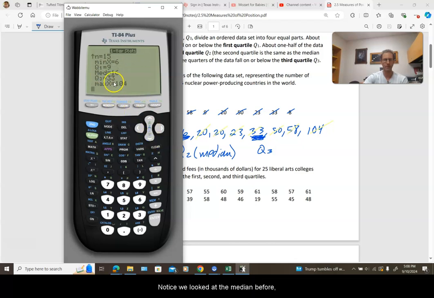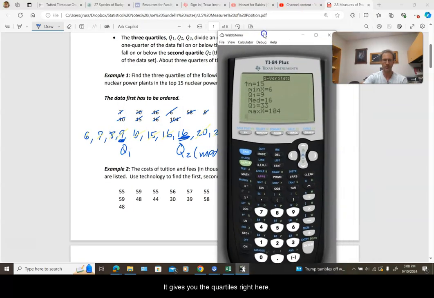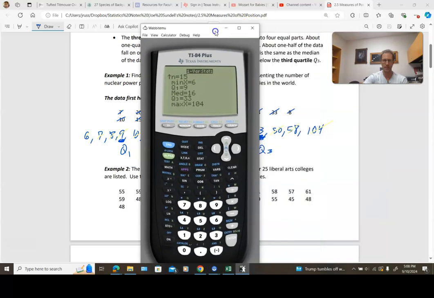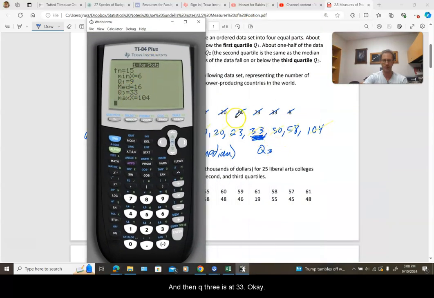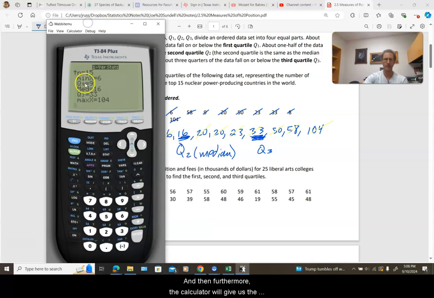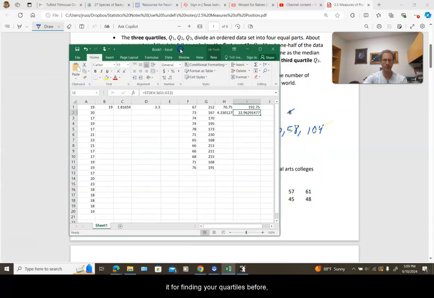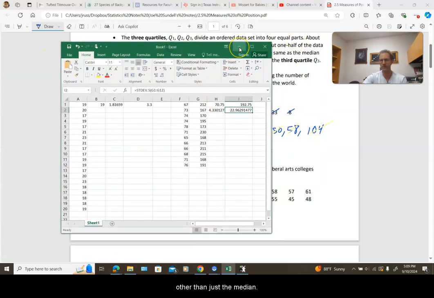And notice, we looked at the median before, but we didn't talk about this Q1 and Q3. So these are the quartiles, guys. It gives you the quartiles right here. So you can see Q1, which is the first quartile, is at 9. The median was at 16. And then Q3 is at 33. And then furthermore, the calculator will give us the minimum and the maximum data value as well. And Excel will do the same, although I haven't really used it for finding the quartiles before, other than just the median.